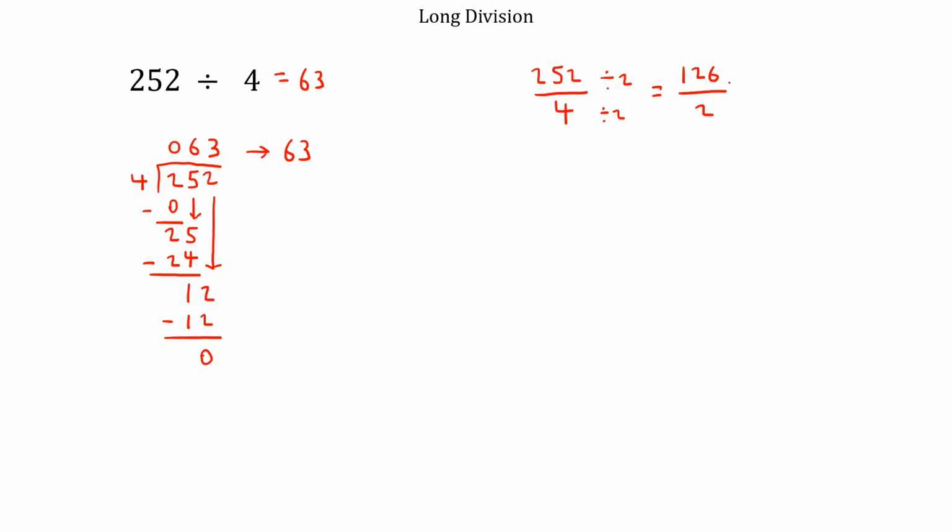Now, I can also divide another 2 out from the top and bottom. In this case, 126 divided by 2 should be 63, and then 2 divided by 2 is 1. So my final answer using the fractions would still be 63, because 63 over 1, 63 divided by 1, is simply 63, because any number divided by 1 is that same number. So that's how you can do it using a fractional method. But if you're more comfortable using long division, then please feel free to stick to long division.